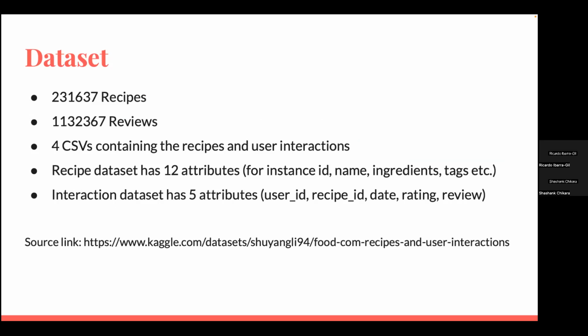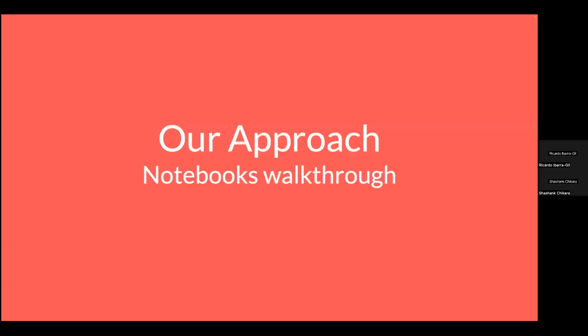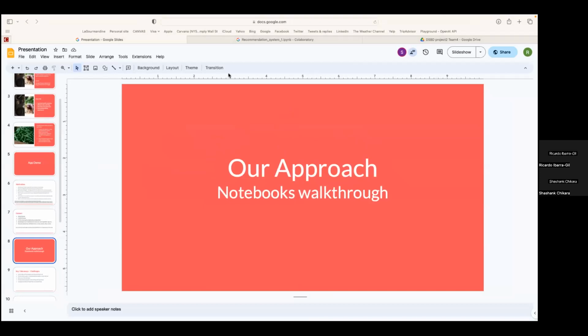It has close to 231,000 recipes and 1.13 million reviews, and we have 4 CSVs that contain all these recipes and the respective user interactions. The recipe data set has 12 different attributes, and the interaction data has 5 different attributes. Now let's talk more about our approach, and we will walk you through the notebooks.